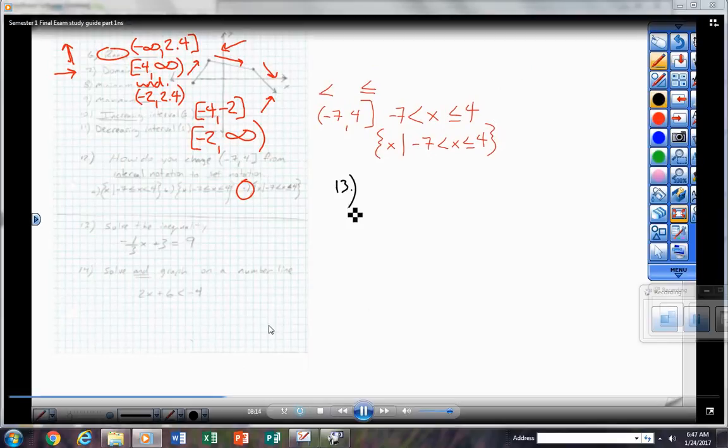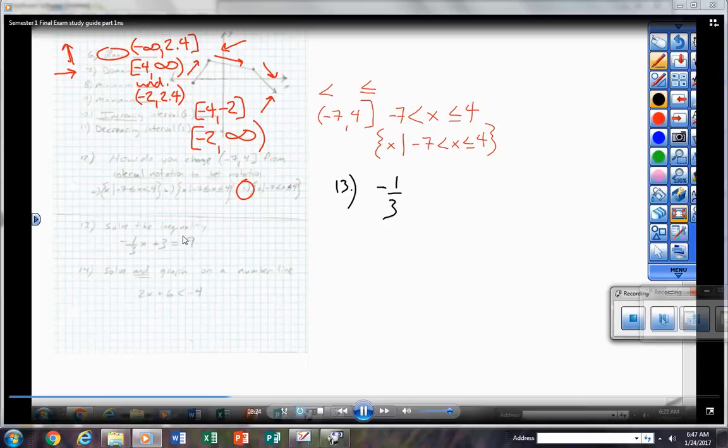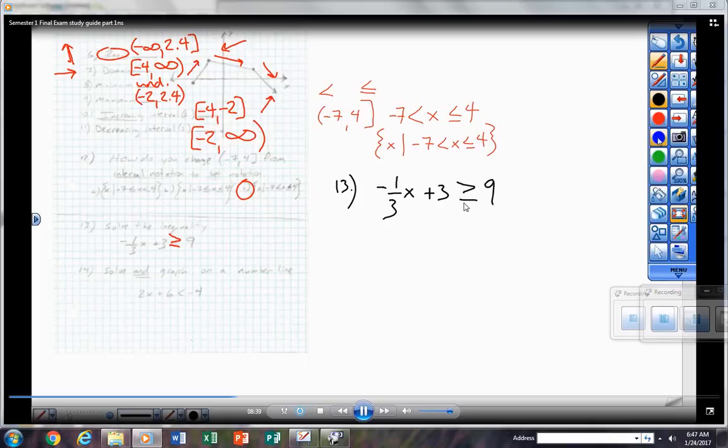Problem 13 is just an inequality, and again, make sure you fix that on your paper. This should be less than or equal to 9. So make sure you make that change so that it says less than or equal to. That will be an inequality. I'm sorry, it will be more than or equal to. So make sure you make that change on your study guide. So that would be -1/3 x plus 3 is more than or equal to 9.